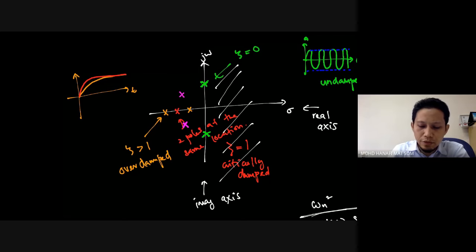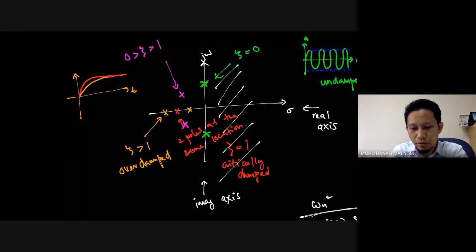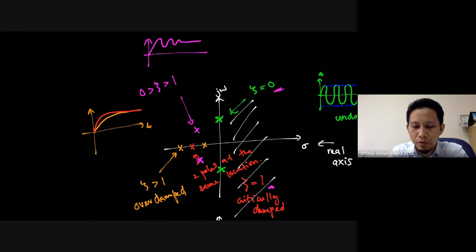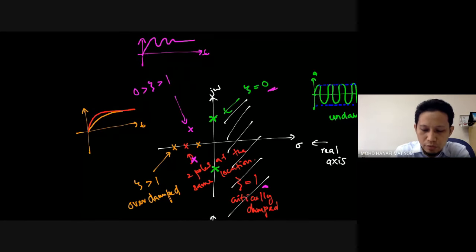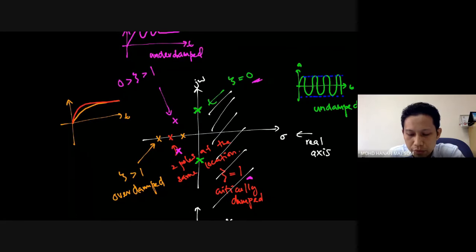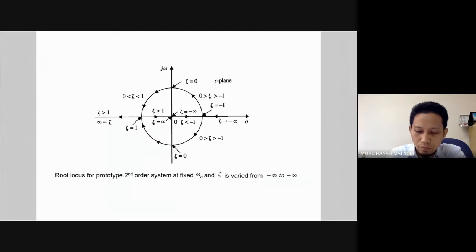Okay, so at this point of location, the value of zeta is greater than 0, less than 1. In the response, we will have oscillation. So this type of response, we call it underdamped. So what you need to remember is zeta equals 0, zeta greater than 1, zeta equals 1, and zeta greater than 0, less than 1.